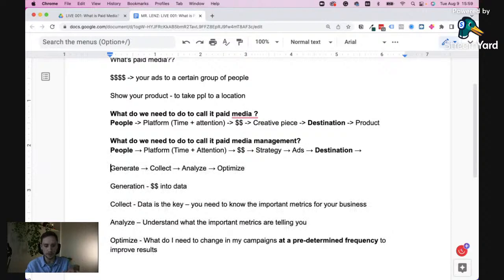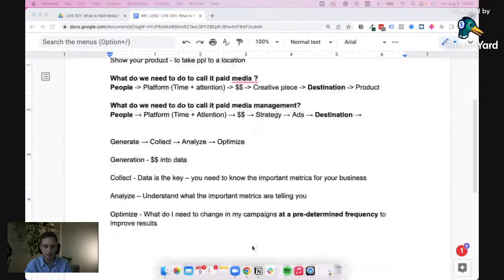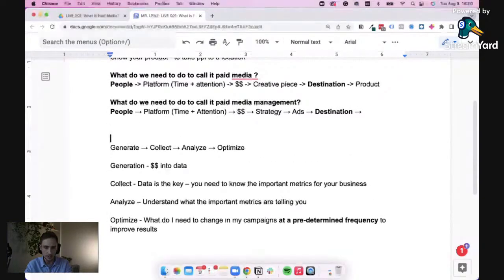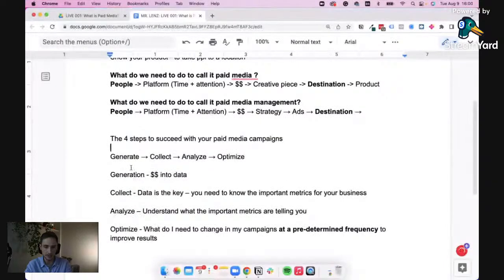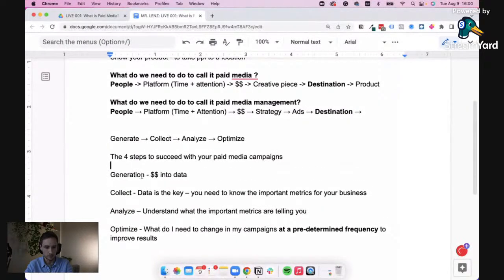And those are the 4 things. The 4 things here that are on the title. Let me get it here. 4 steps that need to happen for you to succeed with your paid media campaigns. You need to generate data. You need to collect this data, analyze this data, and of course, optimize our campaigns so that we reach the goals that we have for our business.